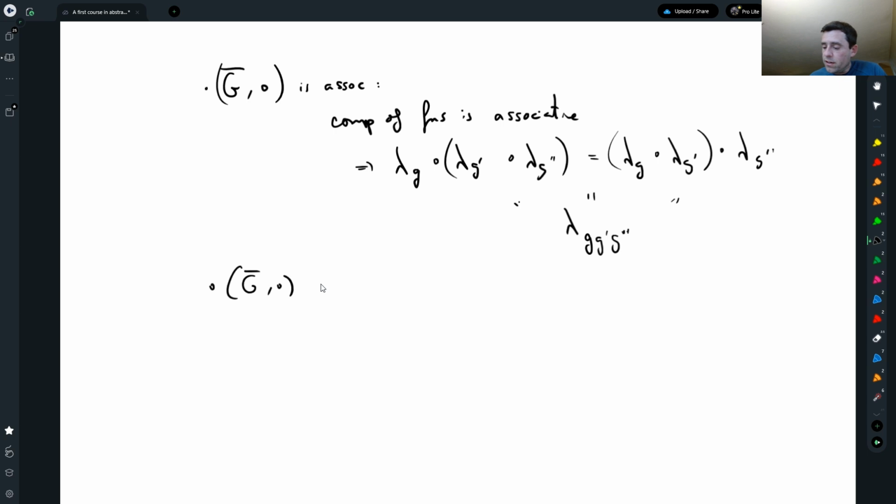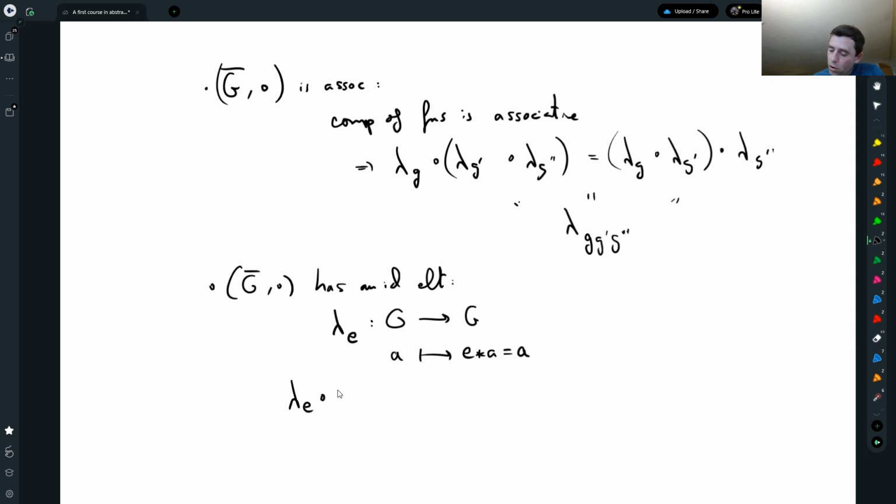Do we have an identity? It has an identity element, which is namely the identity map, lambda E from G to G that sends any A to E times A, that is just A, that is the identity. And you can see that lambda E composed with lambda G, that will be lambda E times G, which is lambda G, which is the same as if I compose first lambda G and then lambda E, I get the same thing. So that acts as the identity.